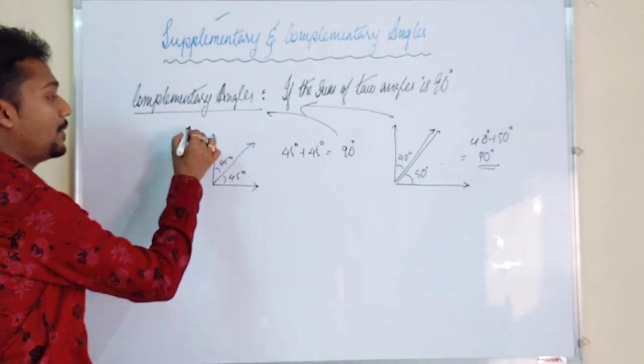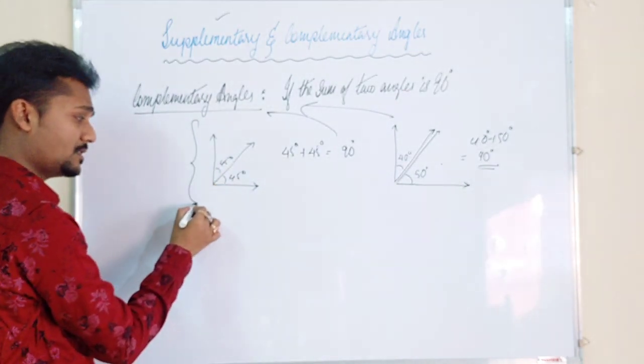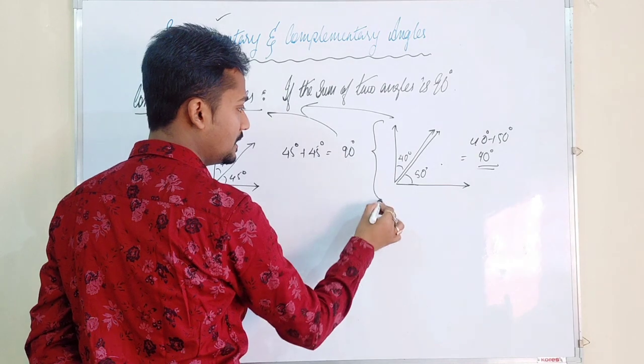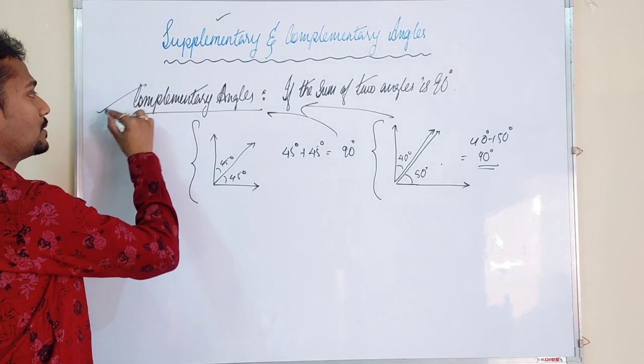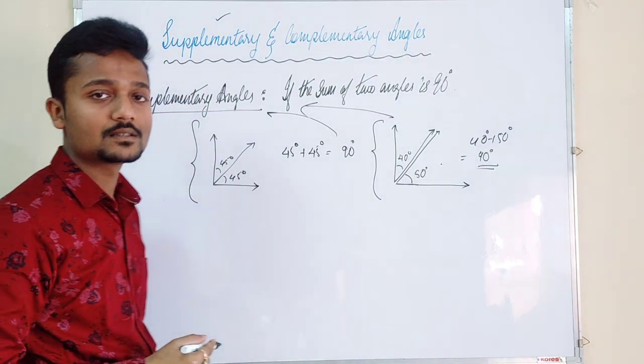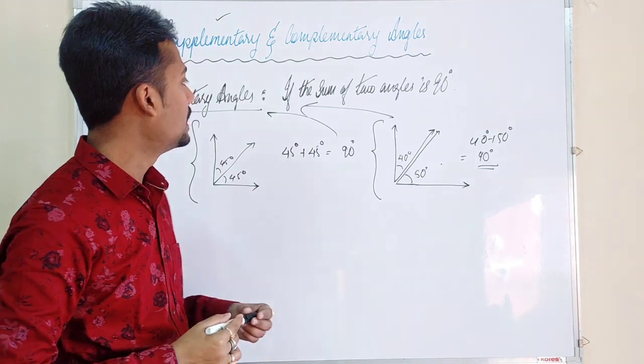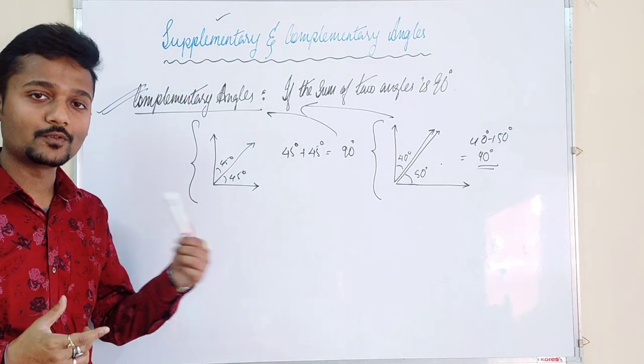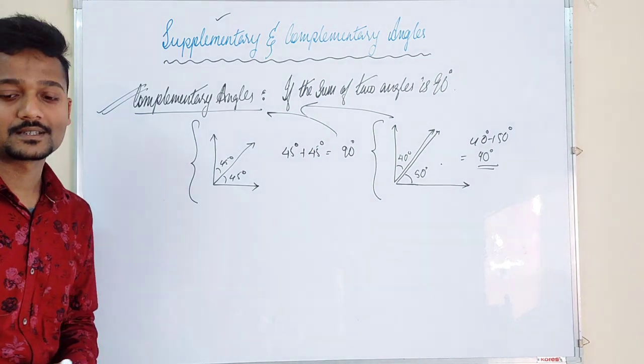That means whether a pair of angles is adjacent or not, if the sum total is 90 degree, then it will be complementary angles. I hope you have understood till this much. Now let us move on to the next part.